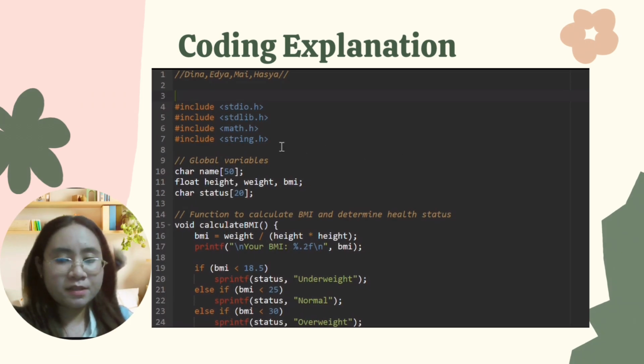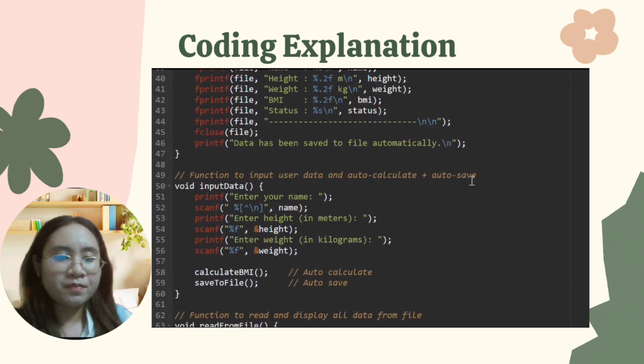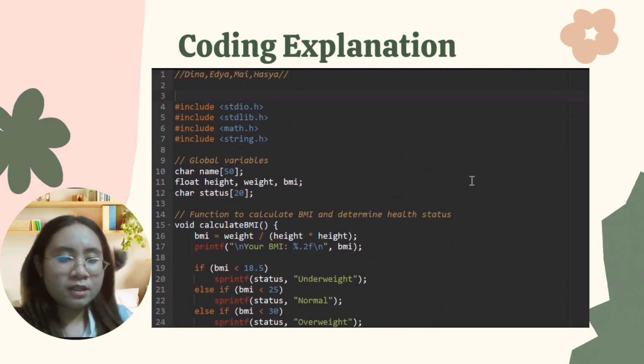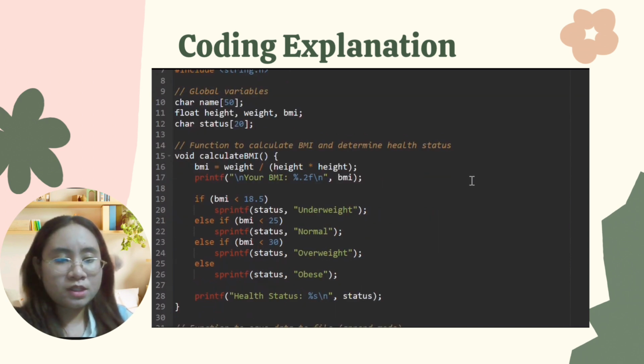First of all, for our assignment, we use BMI calculation. For the input and output function, we use scanf to get user input such as name, height, and weight. Printf displays the BMI result, message, and instruction. It will enable interactive communication between user and system and make it user-friendly. The coding is combined in one function, input user data and autosave, so that everything automatically inputs, calculates, and saves without needing any step.